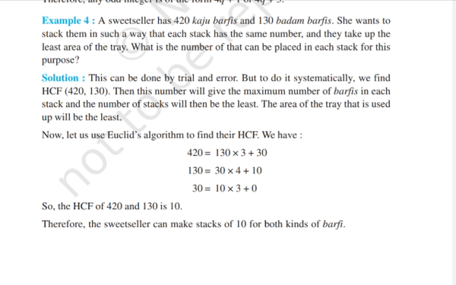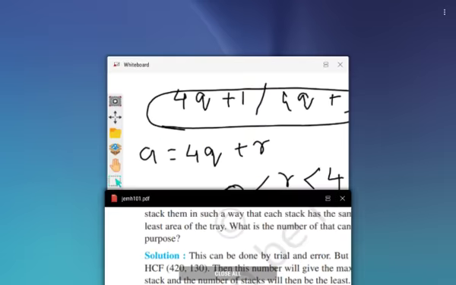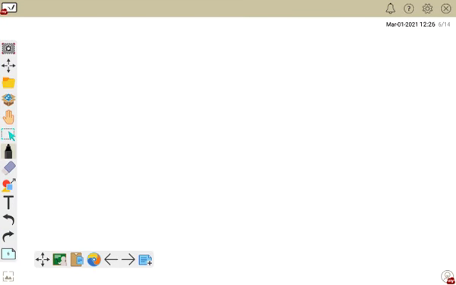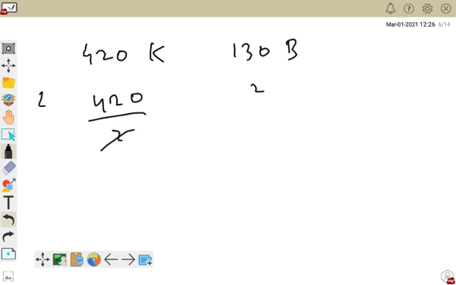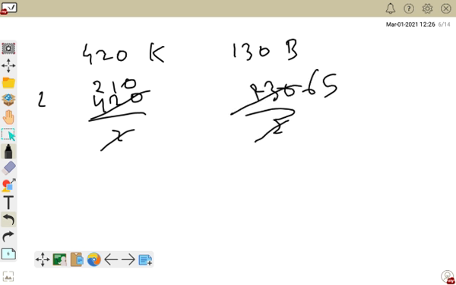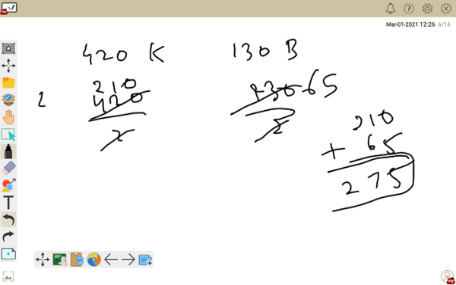But see the total number of packets, it will be 420 plus 130 packets, which is not a very feasible idea. If I put 2 in each packet, okay, let's work it out. So if I put 2 in each packet, 420 divided by 2 is 210, and 130 divided by 2 is 65. So again it will be 210 plus 65, that is 275 packets I will have in total.